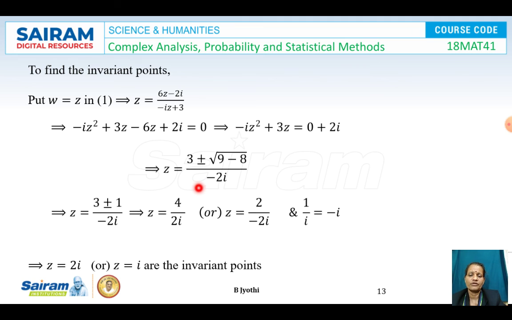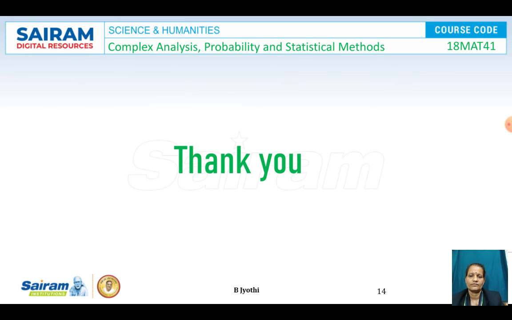Now, by applying the formula (-b ± √(b² - 4ac)) / 2a, we get Z = (3 ± √(9 - 8)) divided by -2i. That is, Z = (3 ± 1) divided by -2i, which gives us either 4 divided by 2i or 2 divided by -2i. So, 1 by i is equal to -i. Therefore, Z = 2i and i are the invariant points. Thank you.